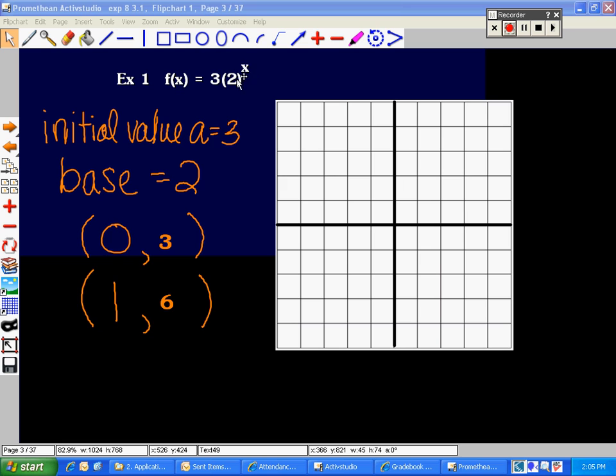So when I plug in 0, I get 2 to the 0. Anything to the 0 power is 1. I get 1 times 3. So I have the ordered pair 0, 3. That's my initial value. 0, 3 is my ordered pair. Plug in 1. 2 to the first power is 2. 2 times 3 is 6. So we have these 2 points that we have to plot, and we need to graph an exponential function.